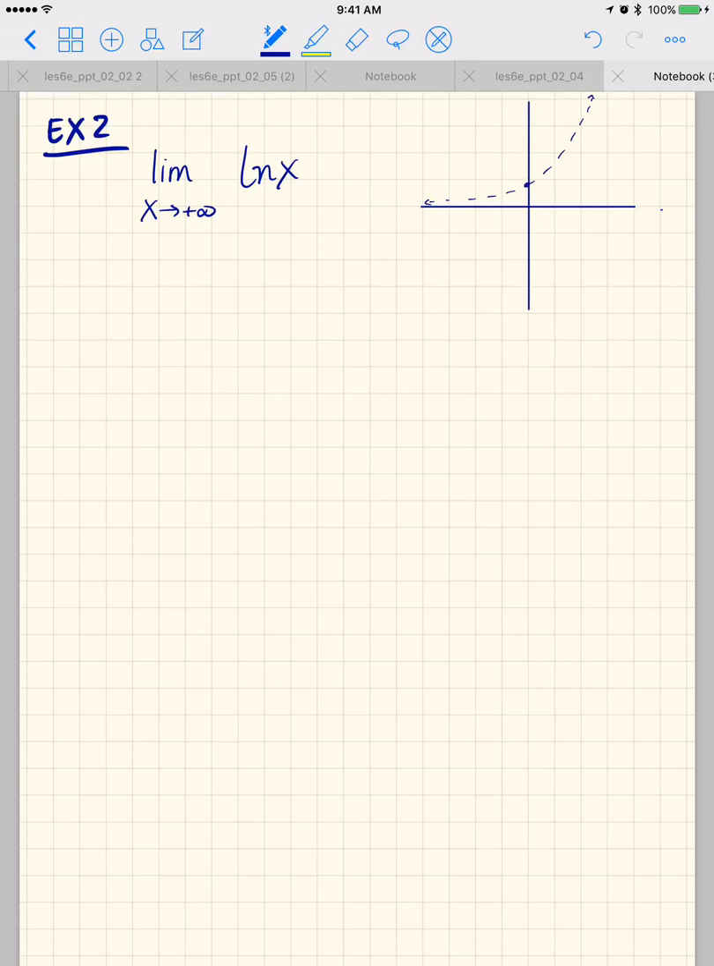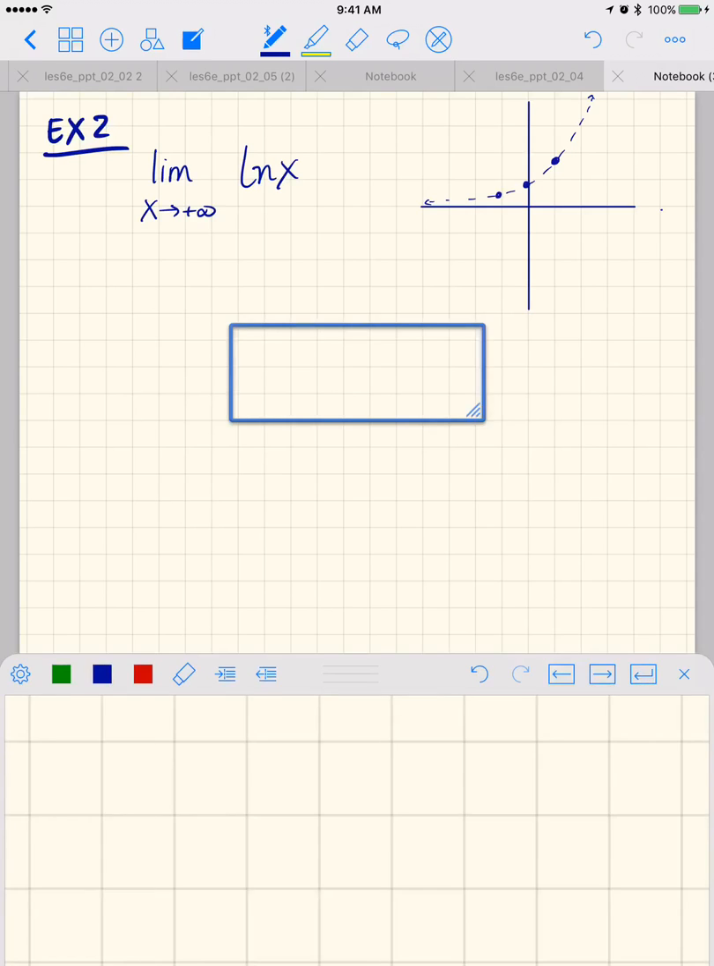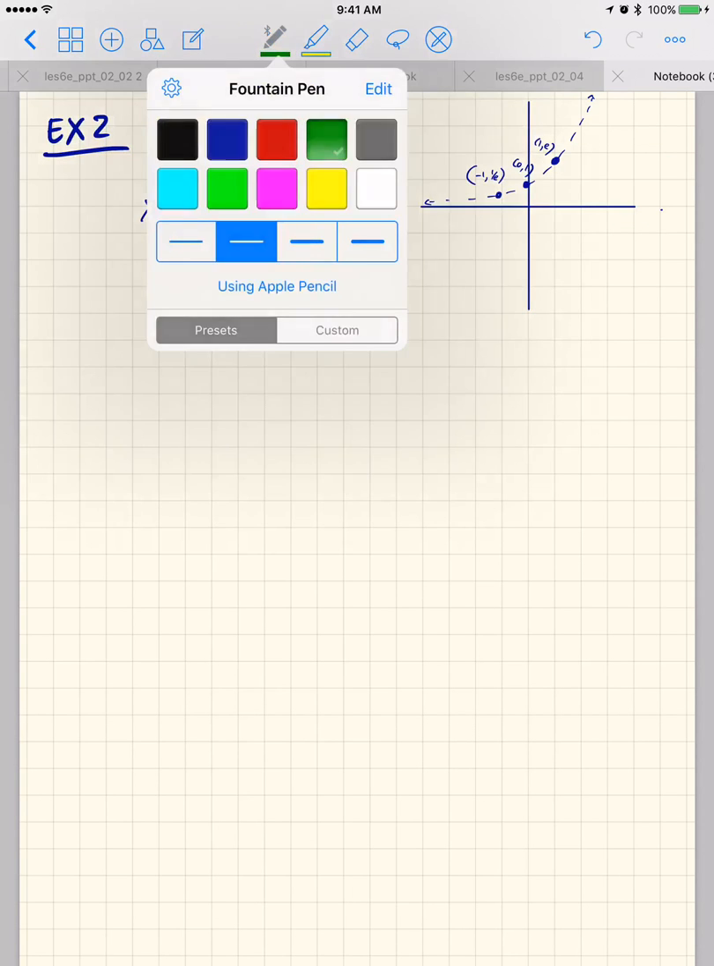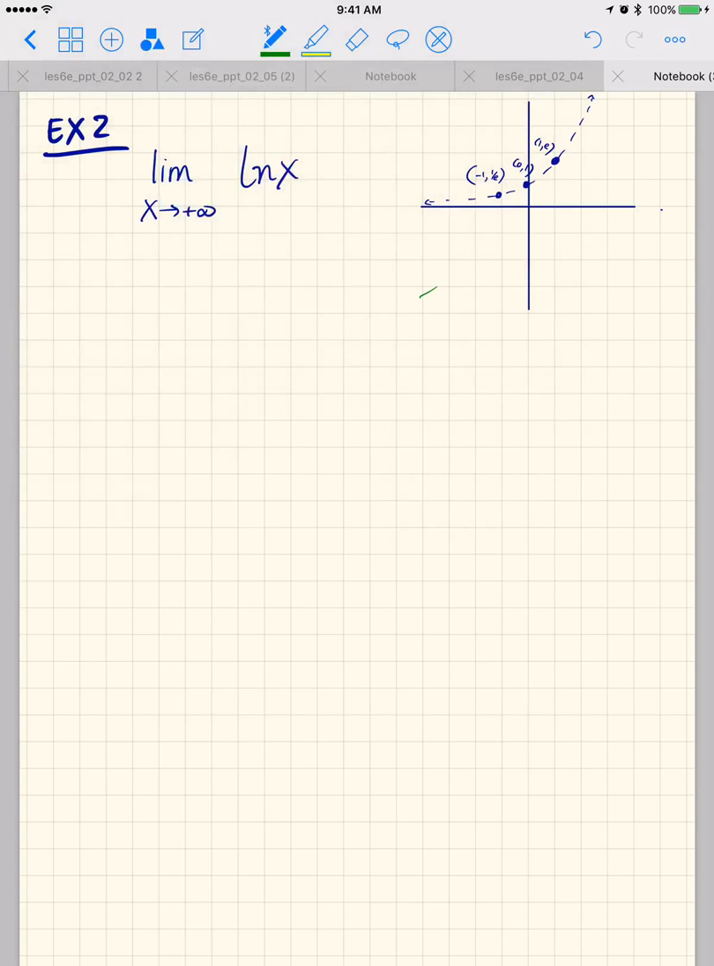Okay. And remember, for e to the x, we had these 3 points here. So this one was -1 comma 1 over e. This one was 0 comma 1. And this top one here was 1 comma e. Okay. So you take this and you reflect it over the line y equals x. And that's how you get the inverse function, which is the natural log.